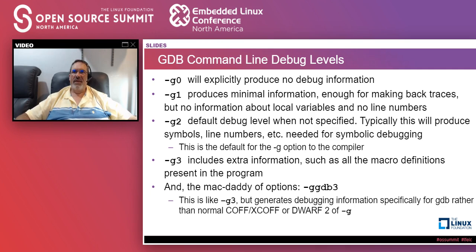But the Mac daddy of all the options is dash G GDB3. This is like dash G3. However, it actually generates debugging information specifically for GDB rather than the normal COFF or XCOFF or DWARF2 format that you come out with dash G. So dash G GDB3 does in fact produce more information in the debug output, and it's specifically targeted at being used by GDB rather than one of the other debuggers that are potentially out there.